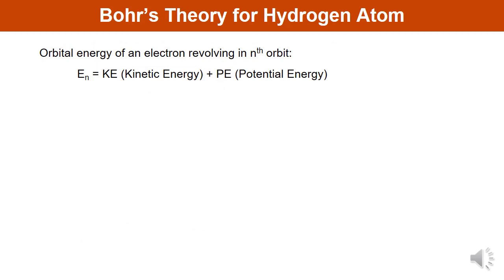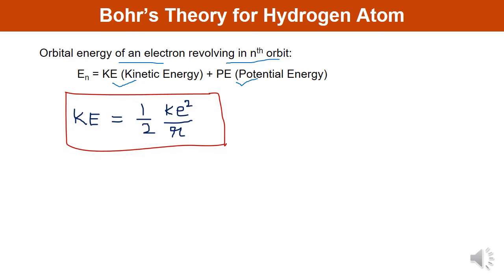How to calculate the orbital energy of an electron revolving in the nth orbit? When you have to calculate the orbital energy of any electron, you have to consider two terms, kinetic energy and potential energy. So the total energy will be the sum of kinetic energy and potential energy.